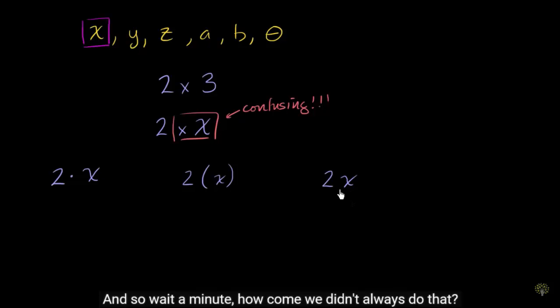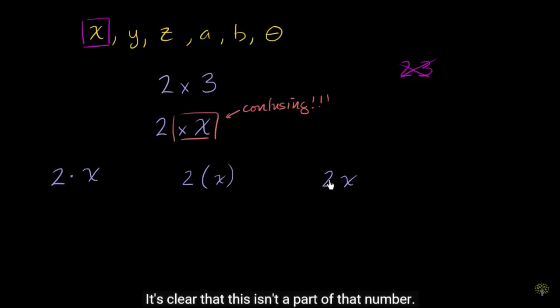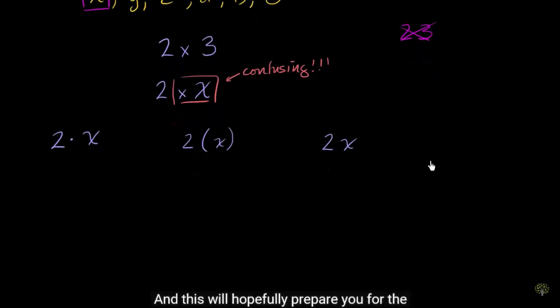And you might say, well, how come we didn't always do that? Well, it would be literally confusing if we did it over here. If instead of writing 2 times 3, we just wrote 2, 3, well, that looks like 23. This doesn't look like 2 times 3, and that's why we never did it. But here, since we're using a letter now, it's clear that this isn't part of that number. This isn't 20-something. This is 2 times this variable x. So all of these are really the same expression: 2 times x, 2 times x, and 2 times x. And so with that out of the way, let's try a few worked examples, a few practice problems, and this will hopefully prepare you for the next exercise where you get a lot of chance to practice this.